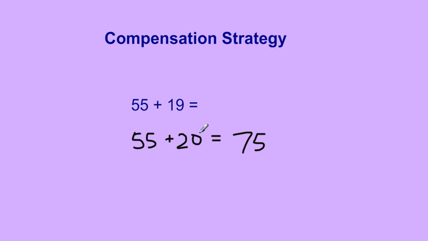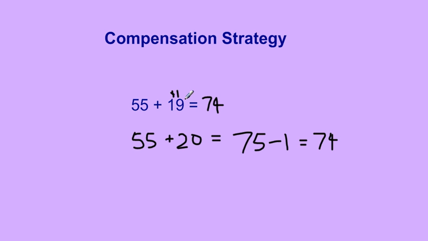Now we can't just change that and leave it as it is. Because we've added 1 onto the 19, that's a plus 1, onto the 19 in order to make it 20, we now need to take that 1 away. 75 minus 1 equals 74. And that's our answer. Of course, as per usual, we always have to put the answer up next to the equal sign.